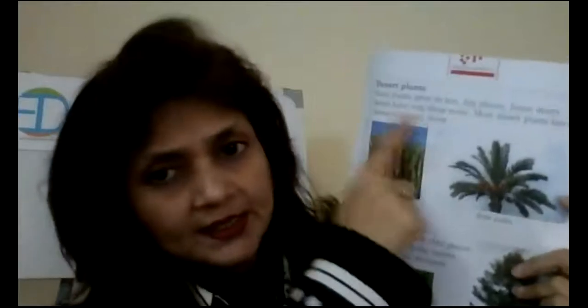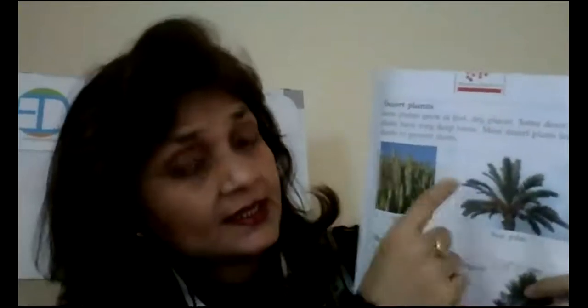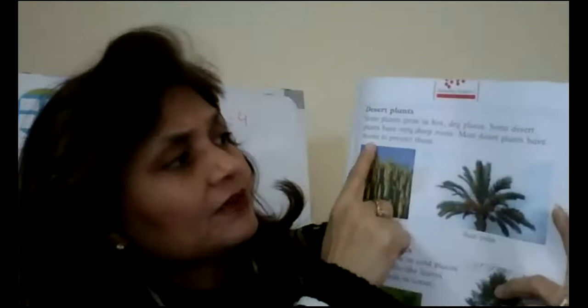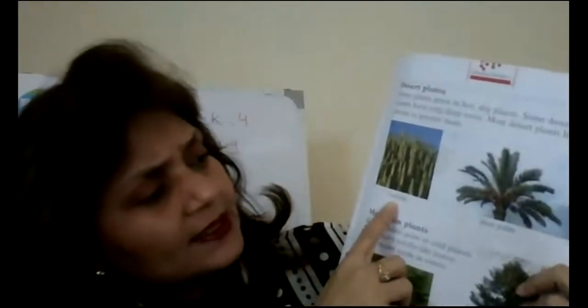And if you turn the page, you will find desert plants, right? Now, some plants grow in hot, dry places, that is in the desert. Some desert plants have very deep roots, like I have already explained to you. Most desert plants have thorns to protect them. This I have also already explained to you, right? Now, you can see the desert plant. These are the cactus plants and the date plants.